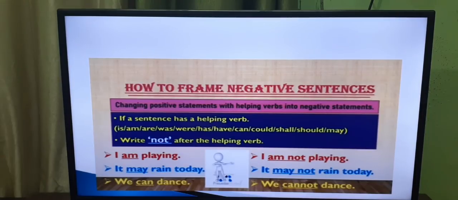This is the affirmative sentence. And when we change into the negative sentence, what we will say? We cannot dance.